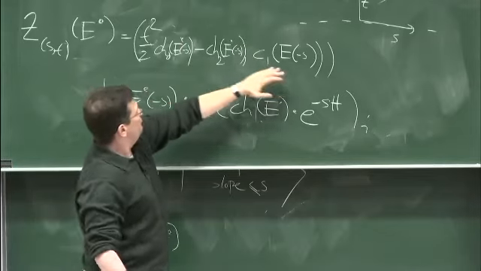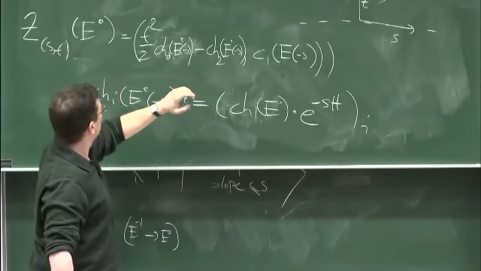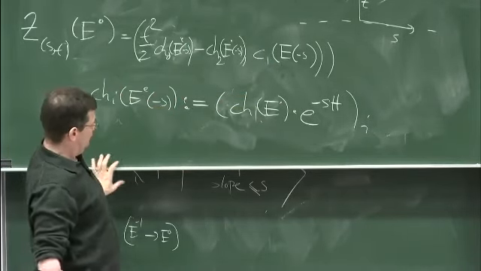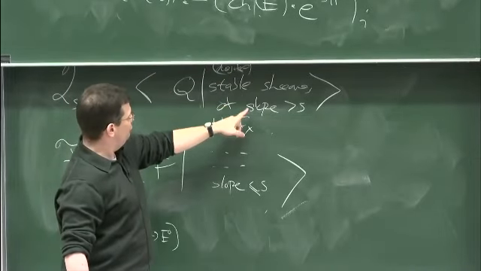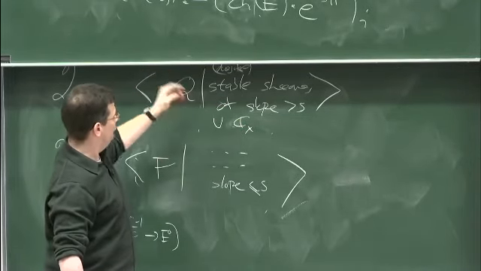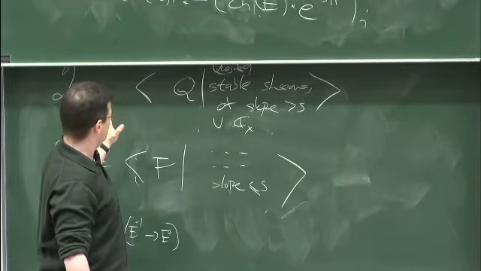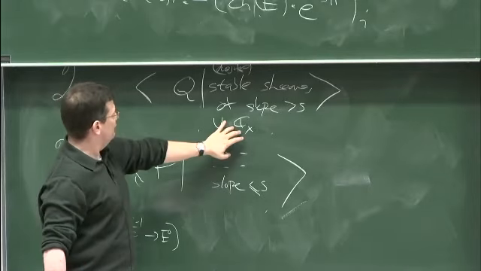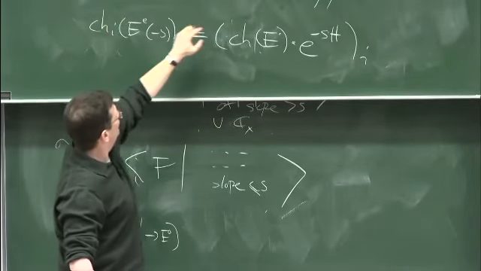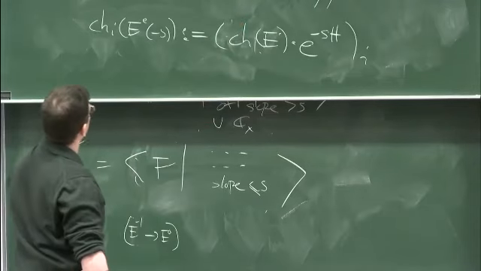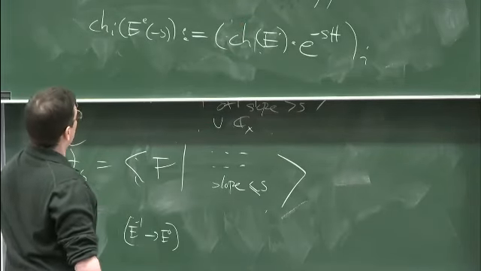On the other hand, if this first Chern class is 0, then either my sheaf was a skyscraper sheaf if it's stable. I'm sorry, the ch2 of a skyscraper sheaf is positive.